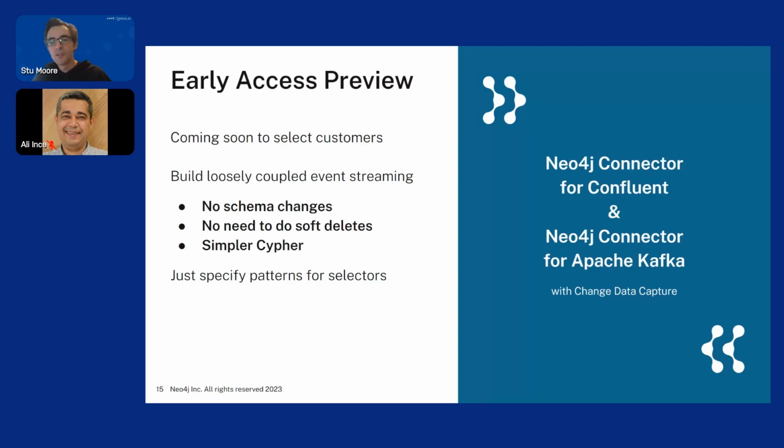This kind of brings us to a second exciting announcement. We have the availability of an early access preview program for the Neo4j connector for Confluent and Apache Kafka. This brings essentially the same benefits to people wanting to build event-based applications using Confluent or Apache Kafka. You're no longer required to include the timestamps in your data model. You don't have to worry about soft delete logic. And you need only write simple Cypher patterns to select information for topics.